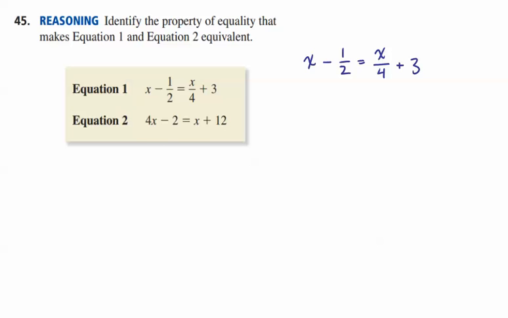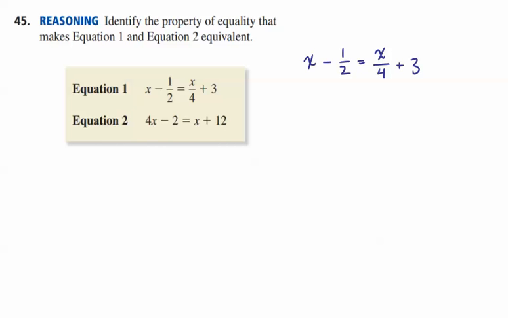Now, ordinarily students don't like to use fractions in solving equations, and there is a simple strategy that we can use to get rid of the fractions in one step, and that would be to multiply both sides by the least common denominator of all the fractions in the equation. So in this case we have a 2 and a 4, and the least common denominator of 2 and 4 is 4. The greatest common factor is 2.